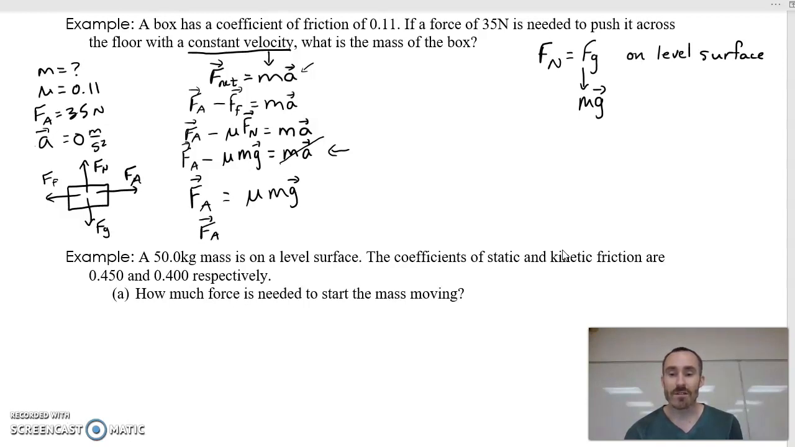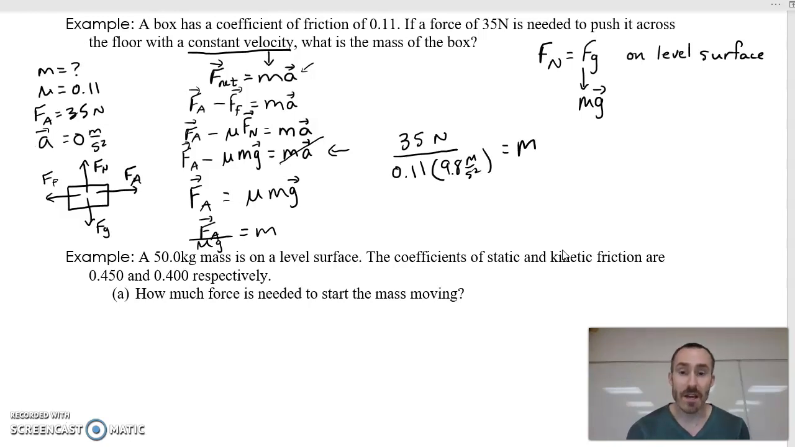So the applied force divided by the coefficient times gravity is equal to the mass. And now we can put in all of our numbers. So we get 35 newtons divided by 0.11 times 9.8 meters per second squared is equal to the mass.